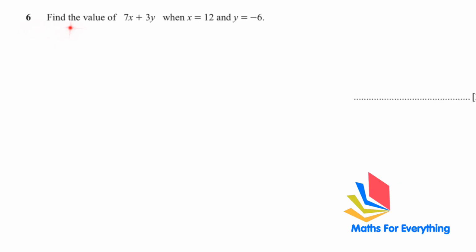Question number 6. Find the value of 7x plus 3y when x is equal to 12 and y is equal to negative 6. A very easy question. We just have to substitute x with 12 and y with negative 6. Put the whole thing in the calculator. 66 is the answer.